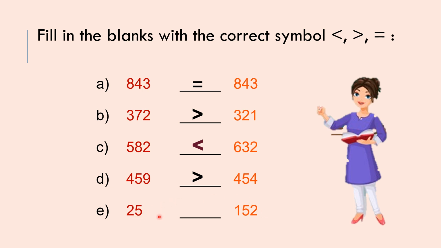Coming to the next one, 25, 152. The first one is a 2-digit number and the second one is a 3-digit number. More number of digits, greater number. Less number of digits, smaller number. So 25 is smaller or lesser than 152. So that's how we compare the numbers.